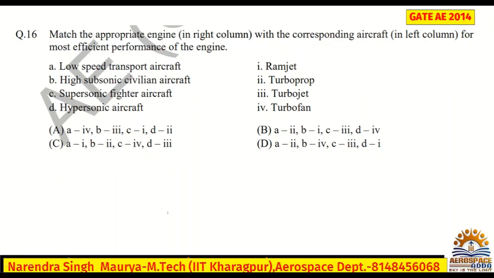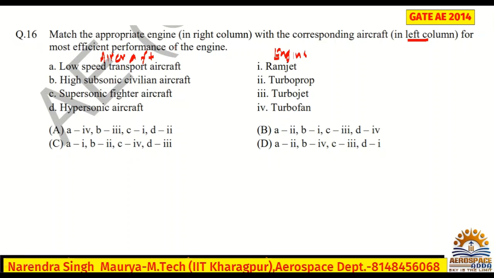So guys, today we'll solve the GATE 2014 jet propulsion problem, and here we have problem number 16. The question is to match the appropriate engine in the right column with the corresponding aircraft in the left column, for most efficient performance of the engine. So now we have to segregate the aircraft related to each engine.